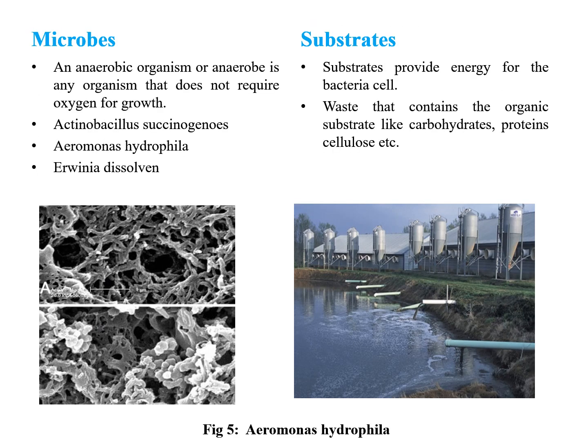The next one is microbes. Basically, a microbe is an extremely small living thing that we can only see with the help of a microscope. An anaerobic microorganism or anaerobe is any organism that does not require oxygen for growth. Examples of the microbes can be Actinobacillus succinogenes, Aeromonas hydrophila, Erwinia dissolvens, and many more.